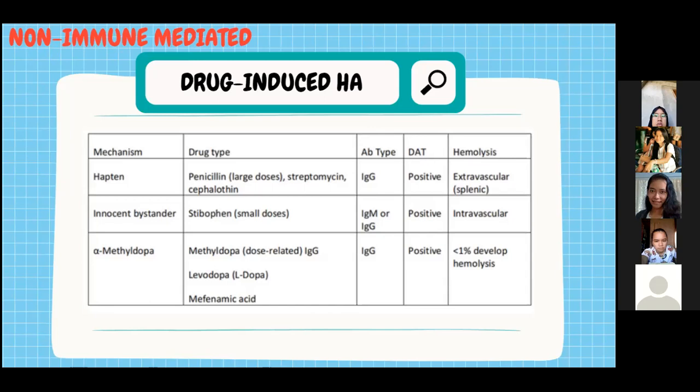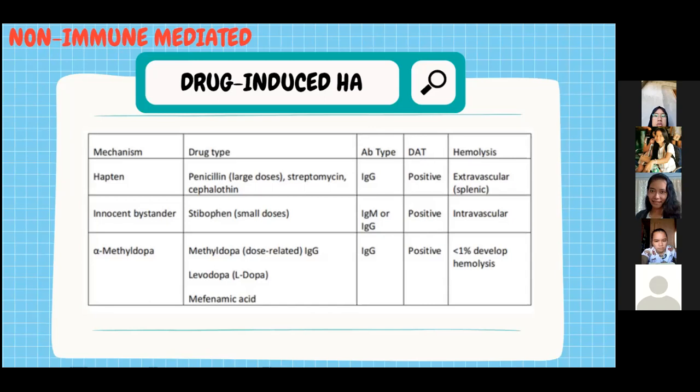And then for the innocent bystander mechanism, the drug type is stibophen. It is in small doses, not the same as penicillin, which is in large doses. And the antibody type is IgM or IgG. And the DAT is positive, same with the Hapten. And then the hemolysis is intravascular, which means it occurs in the blood vessels.